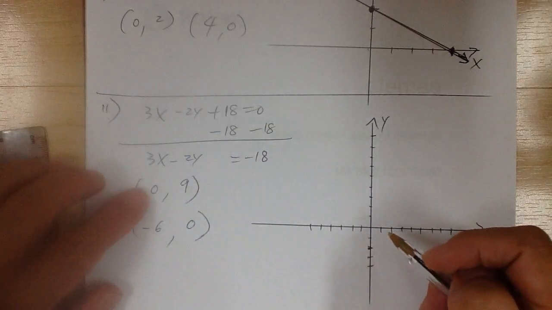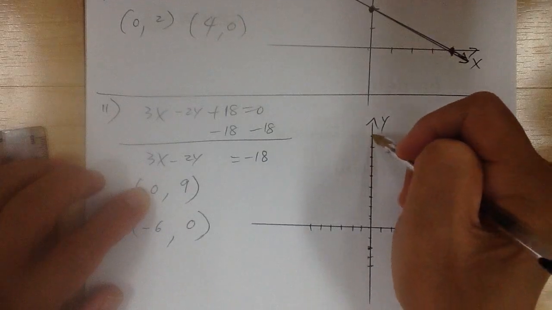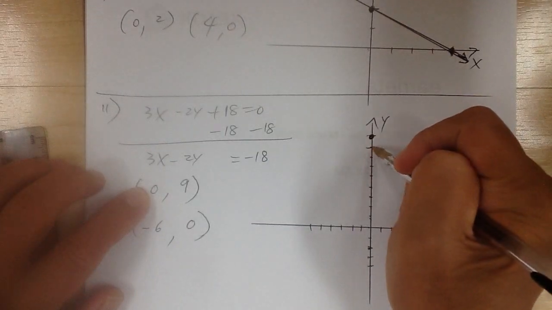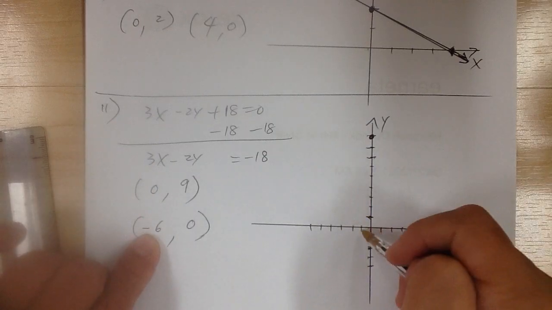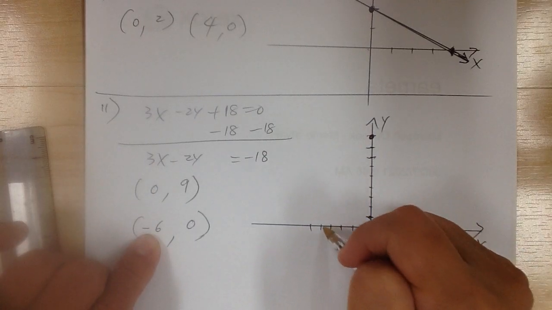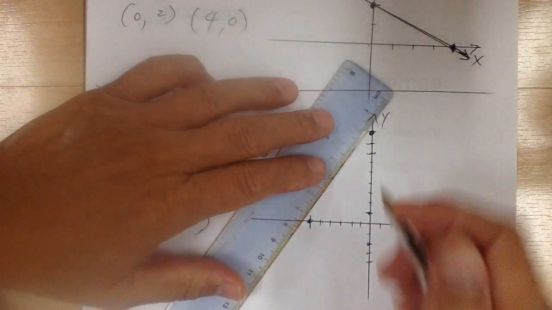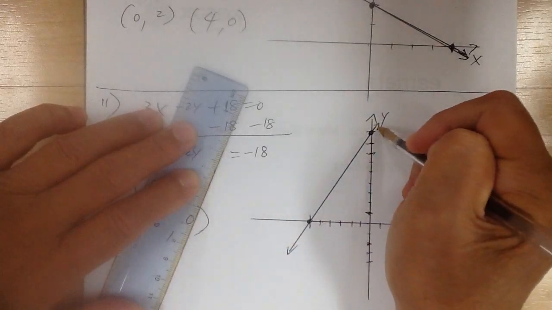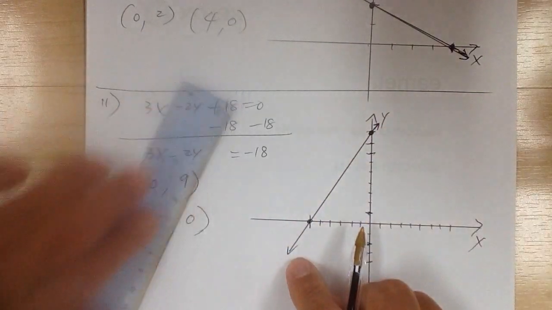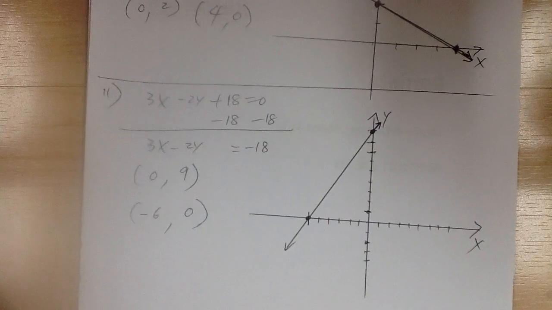Okay, so the first point is (0, 9). It's right over here. And the second point is (-6, 0). It's going to be right over here. Once you get those two points, you connect the dots and draw the arrow at the end. And that's it. Once you know how to do the graph, it's very simple.